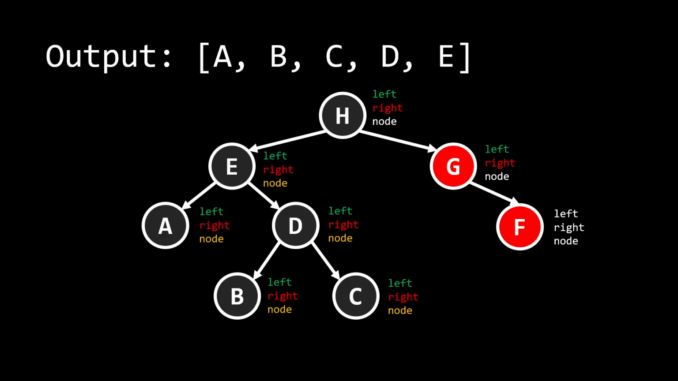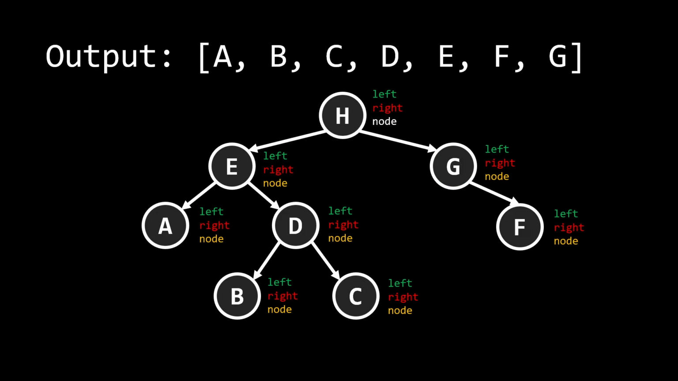Then let's go to the right. Call left, there's nothing to the left. Call right, there's nothing to the right. Call node, process the node, so F is to our output. And now we're done with node F. Now let's call node on node G. Let's process the data. And now we're done with node G.